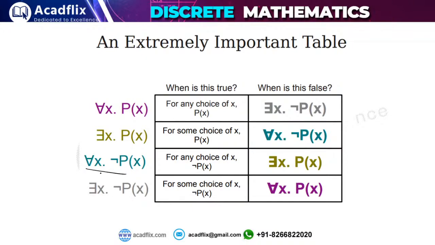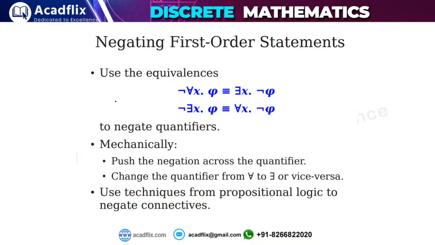This table we have already seen. Now see the negation of quantifier table. This is how you can negate quantifiers. Negation of for all will be there exists x.